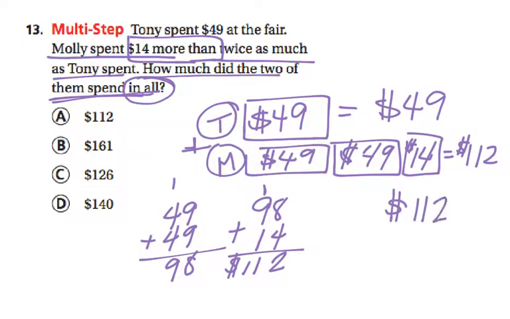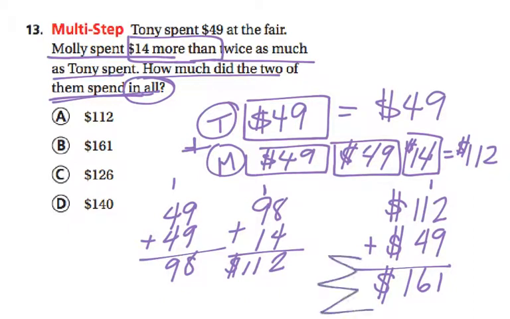together. So I'm adding 112 plus 49. It is so important to line up your numbers correctly because your answer will be thrown off. 2 plus 9 is 11. Carry my 1. 1 plus 1 is 2, plus 4 is 6, and then 1 plus nothing is 1. So altogether, they spent $169. $61, not 69, 61.